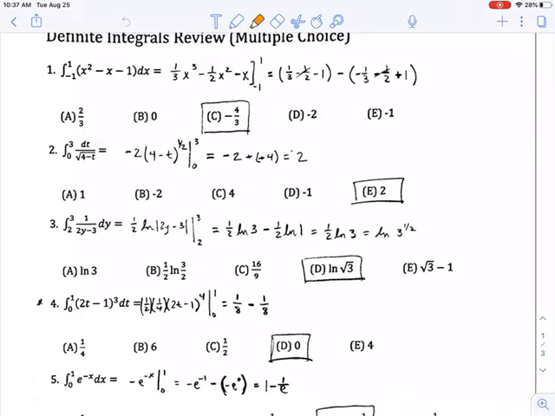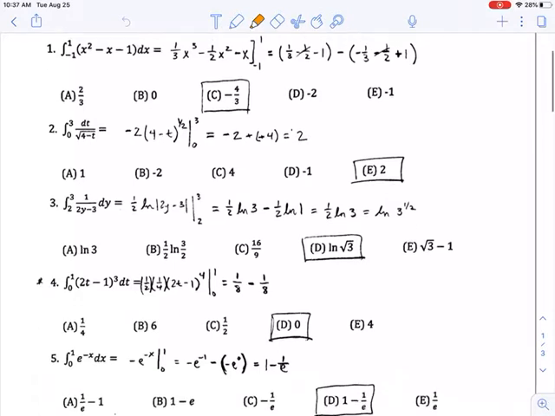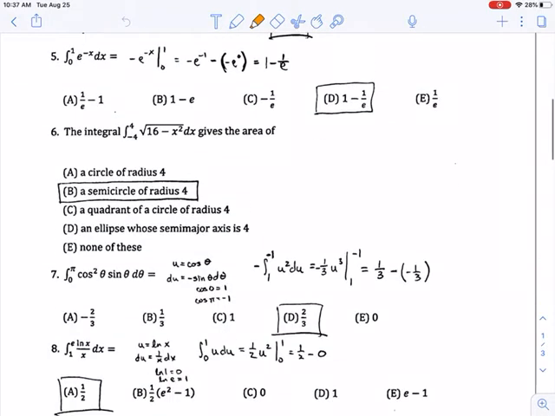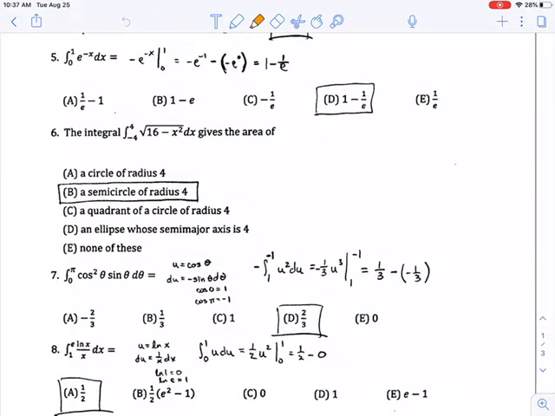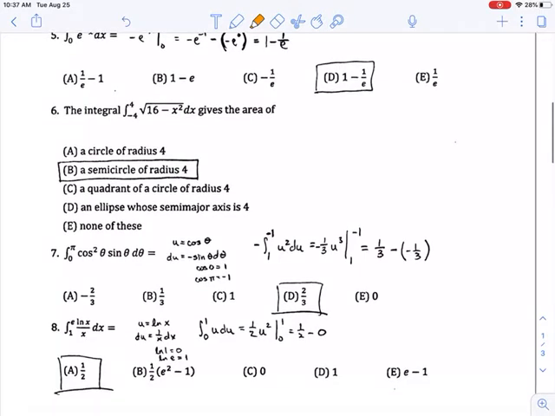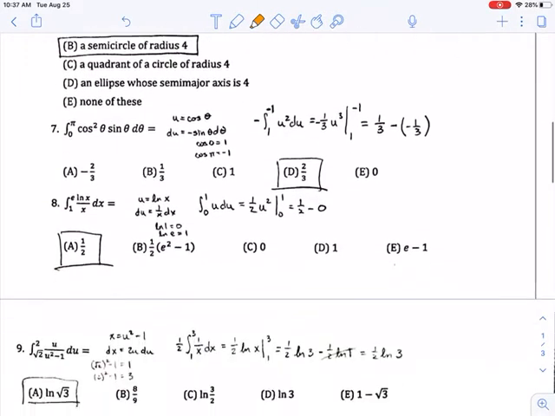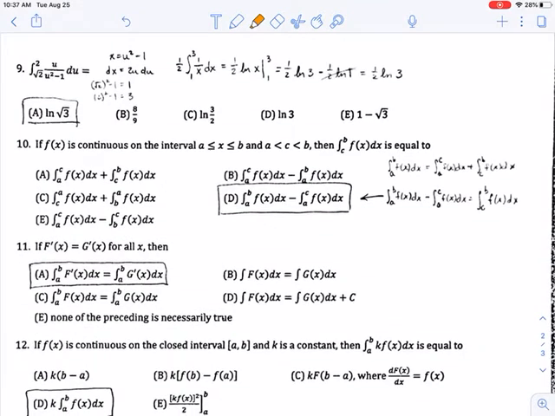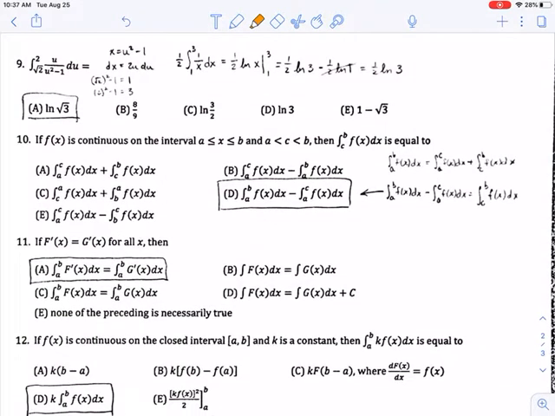So number 1 is C, 2 is E, 3 is D, 4 is D, 5 is D, 6 is B, 7 is D, you need to use U substitution, 8 is A, U substitution there also.